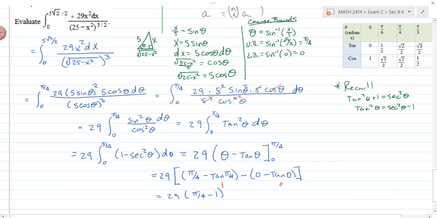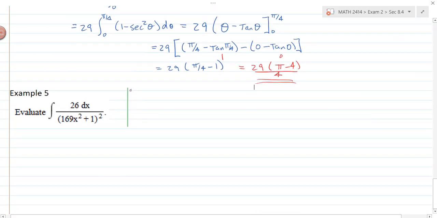And you could leave your answer like that or get a common denominator and say that this is 29 times pi minus 4 all over 4 if you want. You can get a common denominator by multiplying 1 by 4 over 4. And that would be your final answer. You may see this written in the back of the book. I just wanted you to be aware of how to do both of them.